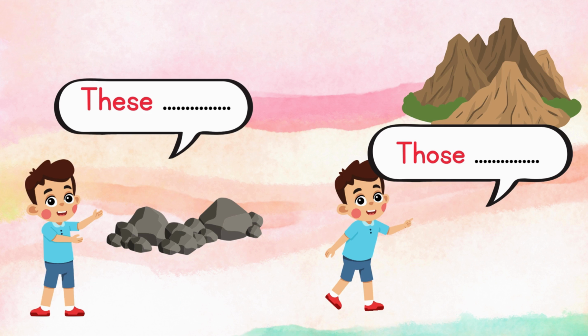Very good. These are rocks and those are mountains. These are rocks and those are mountains. We use these for things close and those for things far away.